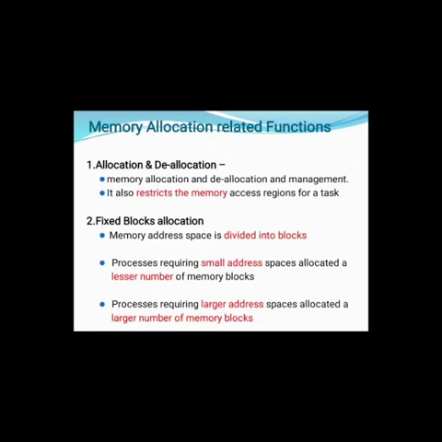In fixed block allocation, the memory address space is divided into blocks. Processes requiring small address spaces are allocated a lesser number of blocks, and the processes requiring larger address spaces are allocated a larger number of memory blocks.